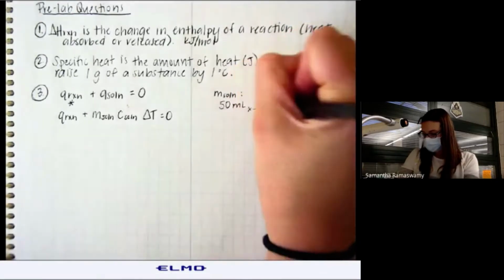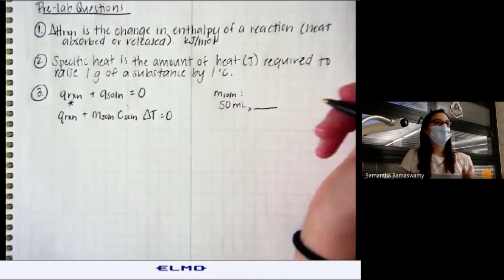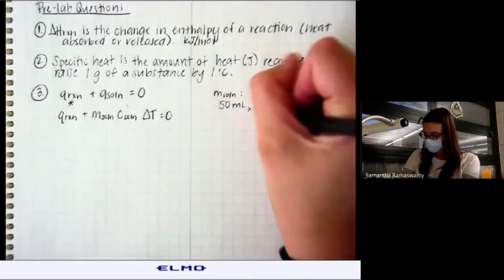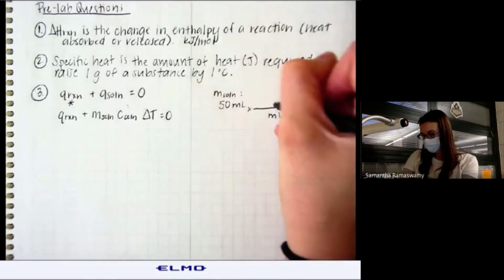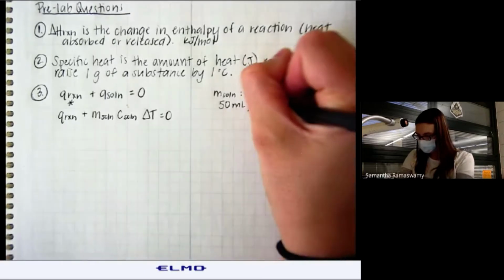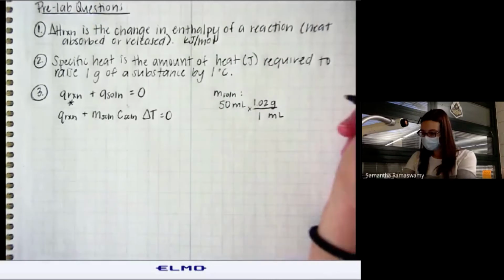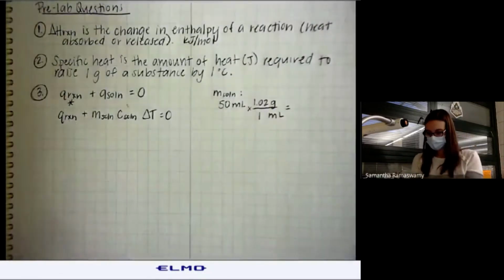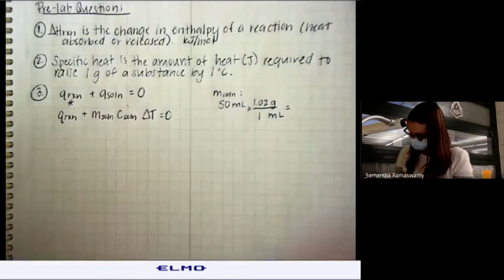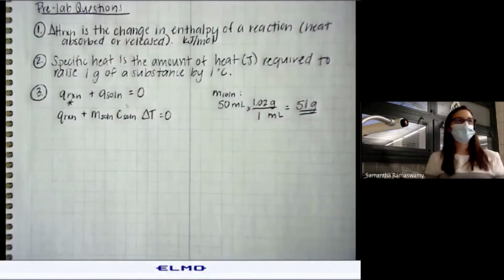Now it's not just the density of water. It's not just 1 gram per milliliter. It's a little bit different. So I'm going to use the density as a conversion factor. Density lets me convert between grams and milliliters. So I want milliliters on the bottom so that it cancels. I want to go to grams. Density, in this case, is 1.02 grams for every 1 milliliter. So 50 times 1.02 is 51 grams. That's our mass of solution.